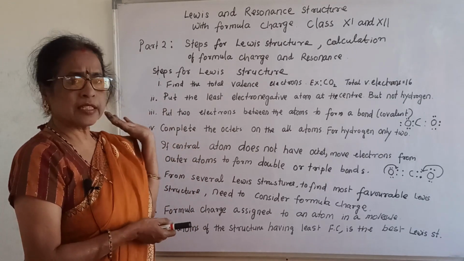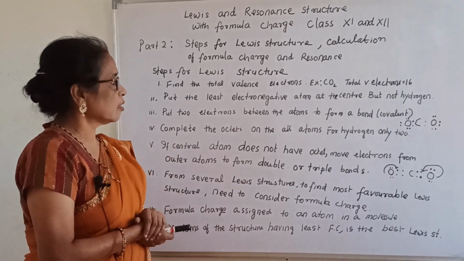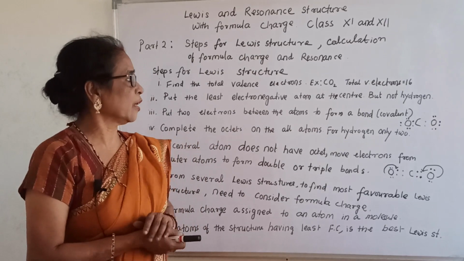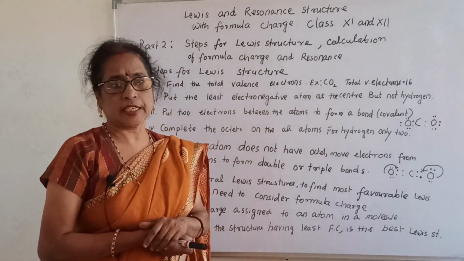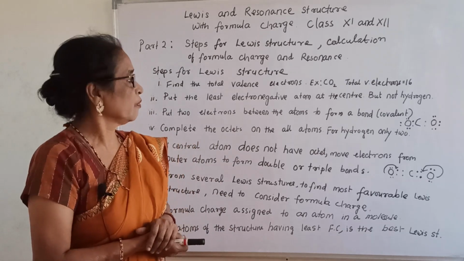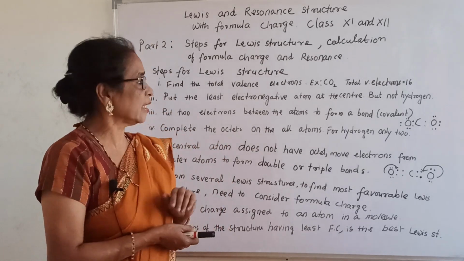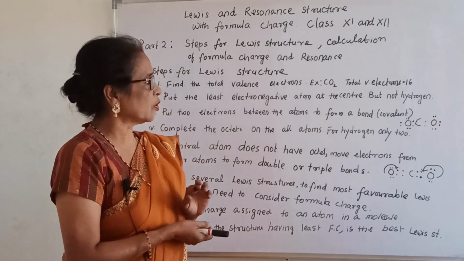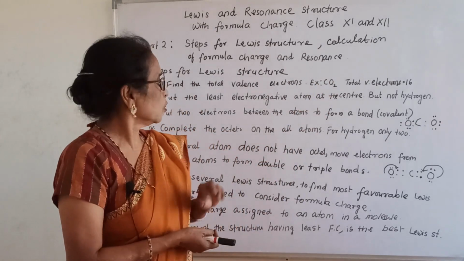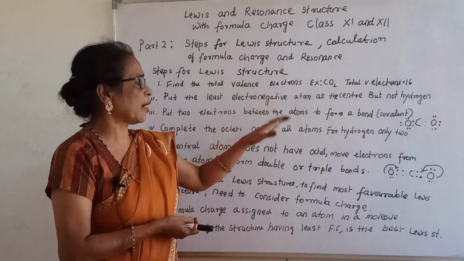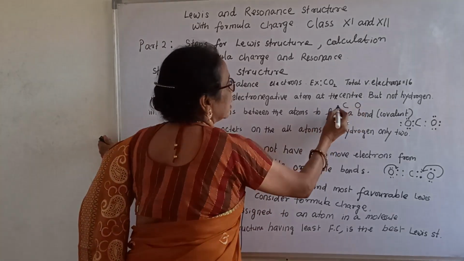The first step is the valence electron calculation. Next, put the least electronegative atom at the center. Now 1 carbon and 2 oxygens are there. Tell me which one is the least electronegative here. I told in part 1 that oxygen belongs to group 16 and carbon belongs to group 14. That means group 14 elements are less electronegative than group 16. So in carbon dioxide the least electronegative element is carbon, and the more electronegative element is oxygen. So put the least electronegative atom at the center. That means you put carbon in the center, and oxygen on both sides.